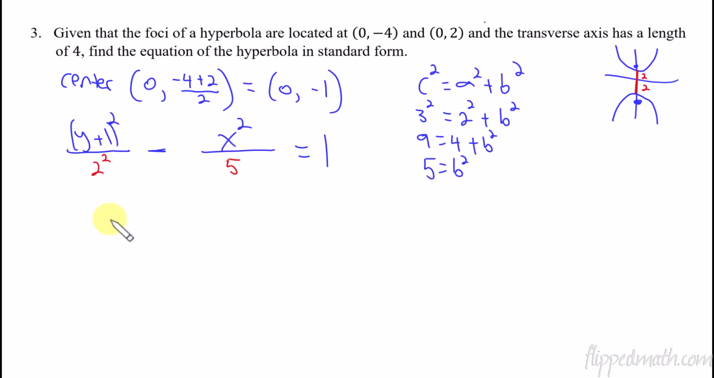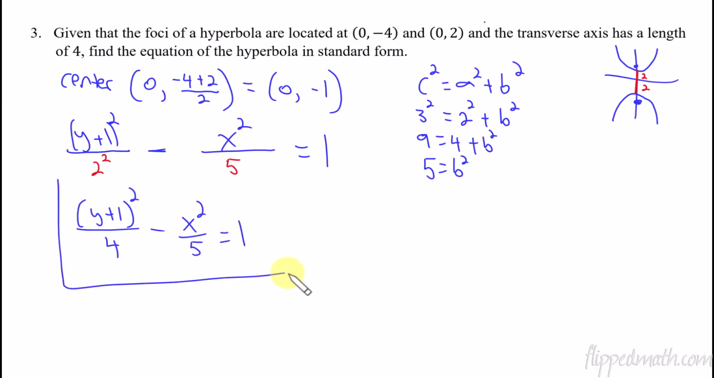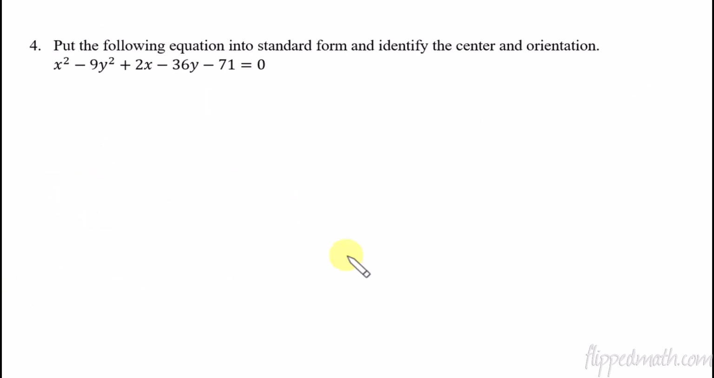So now I can write my final answer. Y plus 1 quantity squared over 4 minus x squared over 5 equals 1. There's my answer for the standard form of the hyperbola. Last problem. You guys are doing well. I know this lesson's long. We're almost done. Standard form, identify the center and orientation.